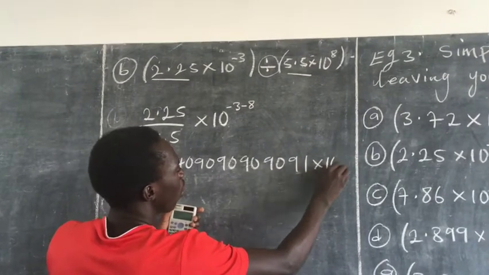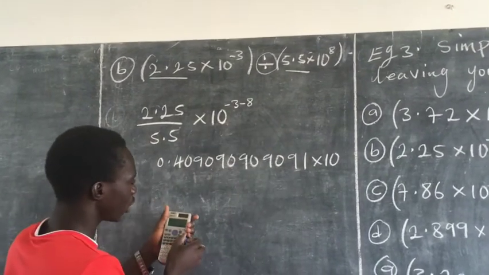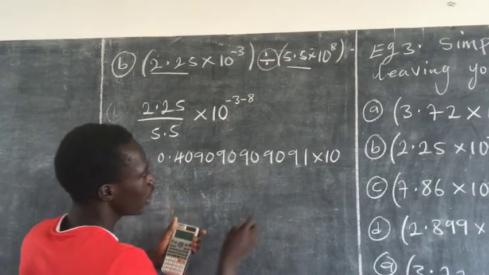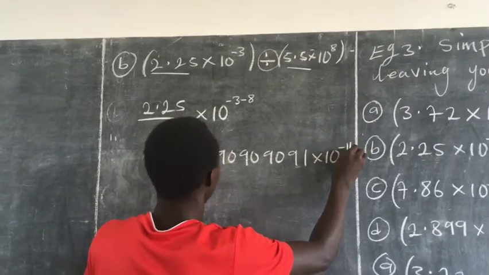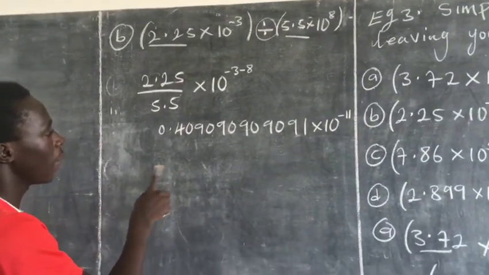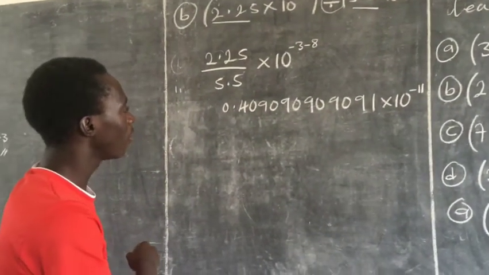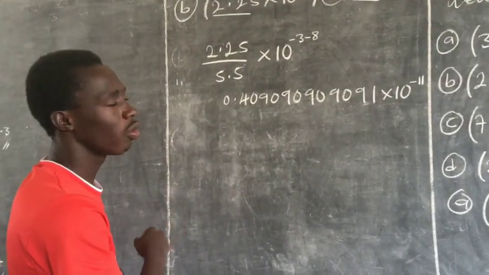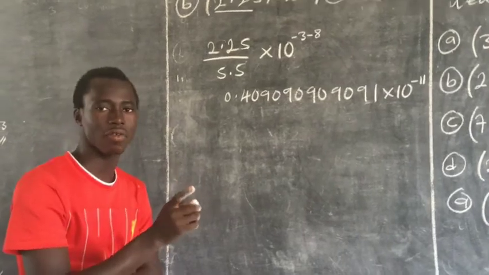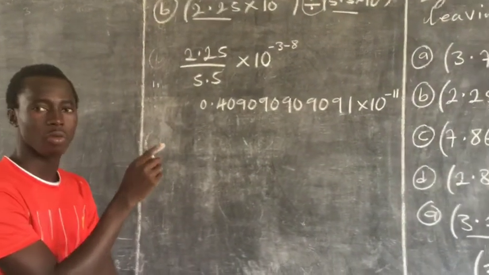Times 10 to the power. Look at this. Minus 3 minus 8 is how much? That will give you minus 11. So this is minus 11. But is this in standard form? No. We have to take it to standard form. This is not in standard form.